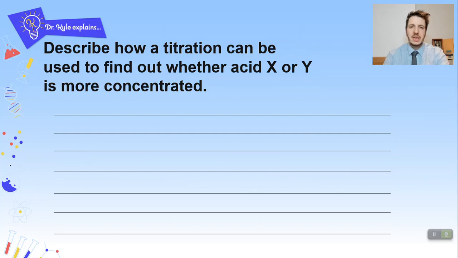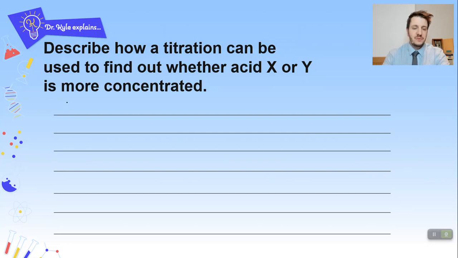Okay, so here's the method then. Now, a titration required practical could be asked in different ways. So it could just be to say what the method is, or it could ask you to figure out if an acid is more or less concentrated. And that's the one we're going to do today. So describe how a titration can be used to find out whether acid X or Y is more concentrated.